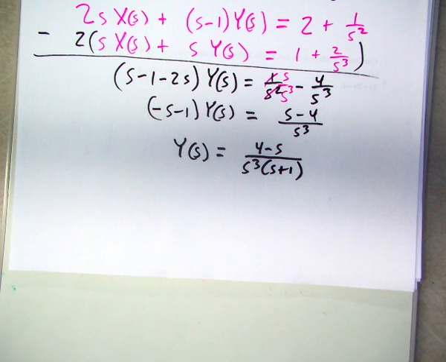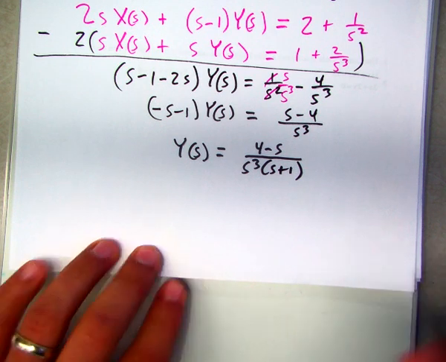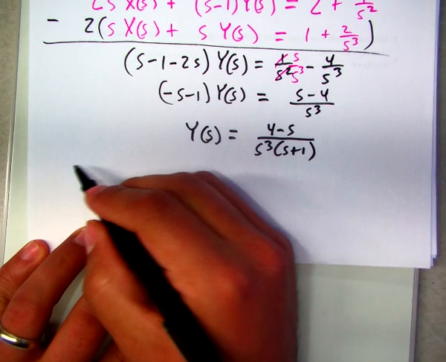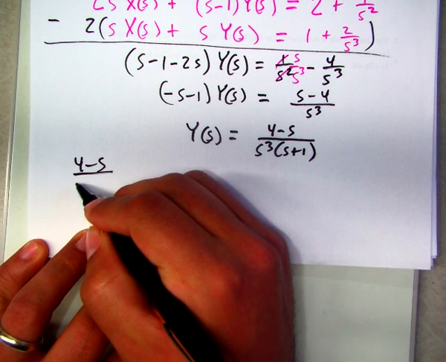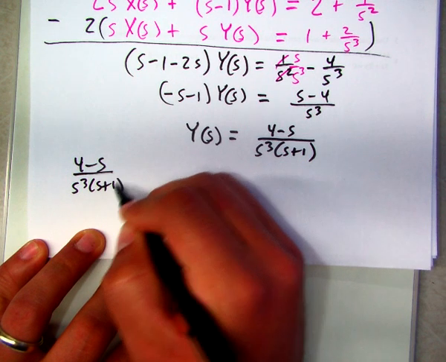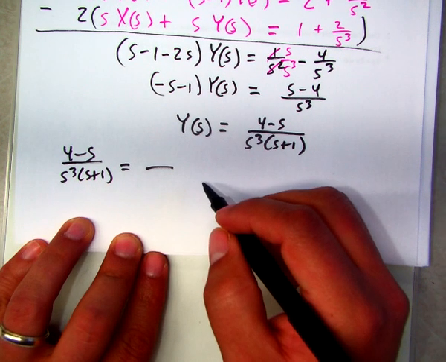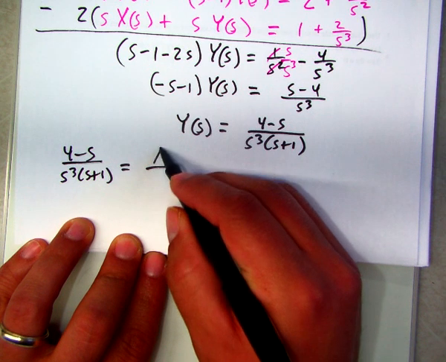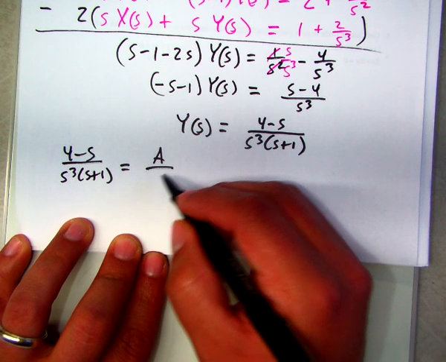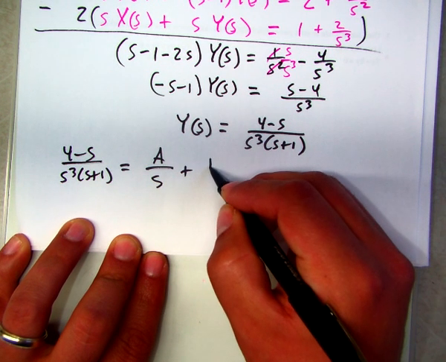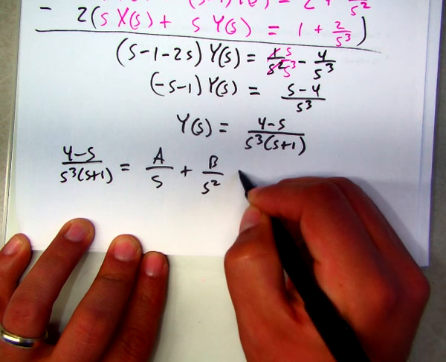And now you could either try the convolution theorem. I'm not sure why you would do that, however. I would just do partial fractions here. Decomposition would be what? A over... plus. Good? Yep.